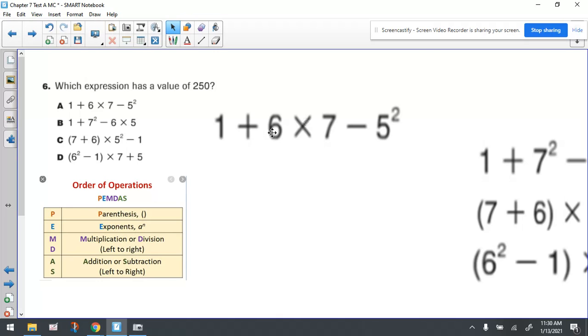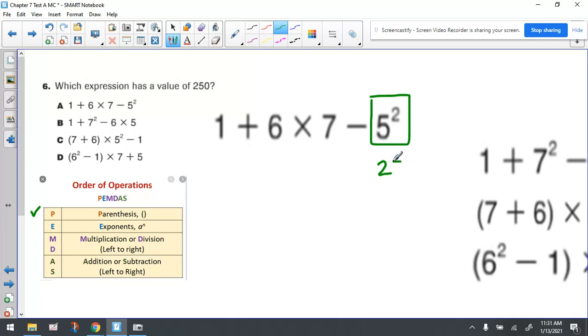Parentheses. We don't have any parentheses in this example. So then we move on to exponents. We have an exponent right here. What does 5 squared mean? It means 5 times 5. So that's actually not going to be 10. It's going to be 25. And then we have to write everything that's left. So we have a 1, we have a plus, we have a 6, we have a times, we have a 7, and then we have minus 25.